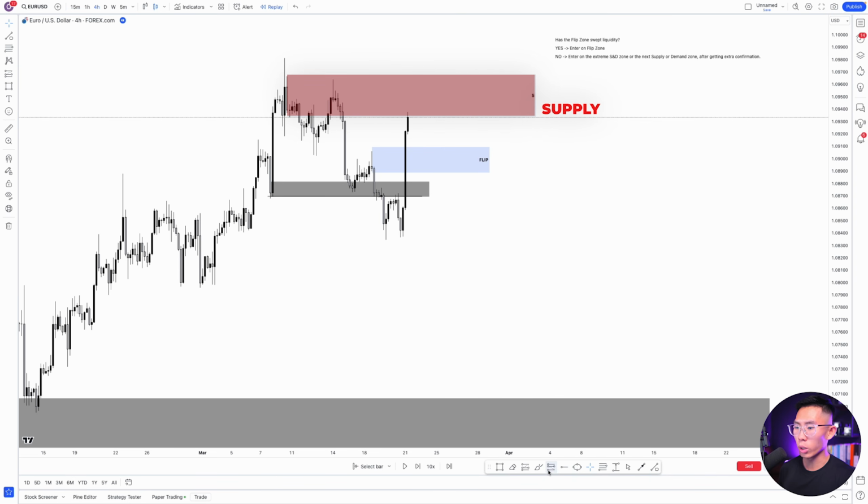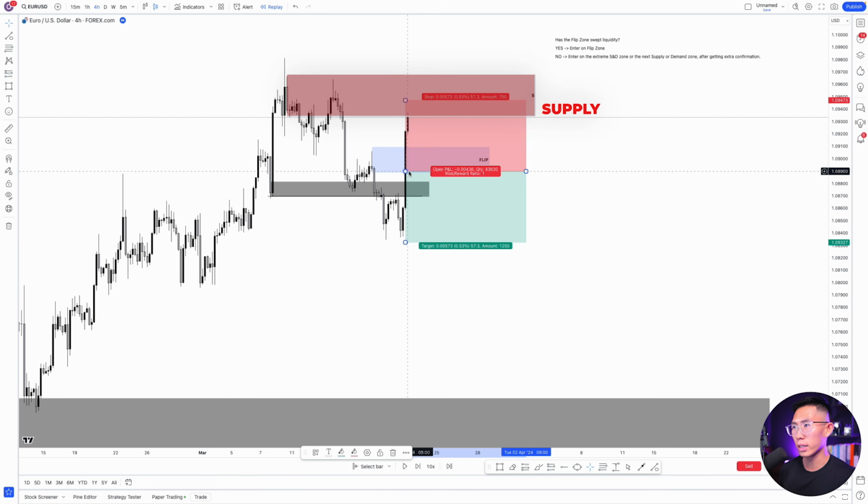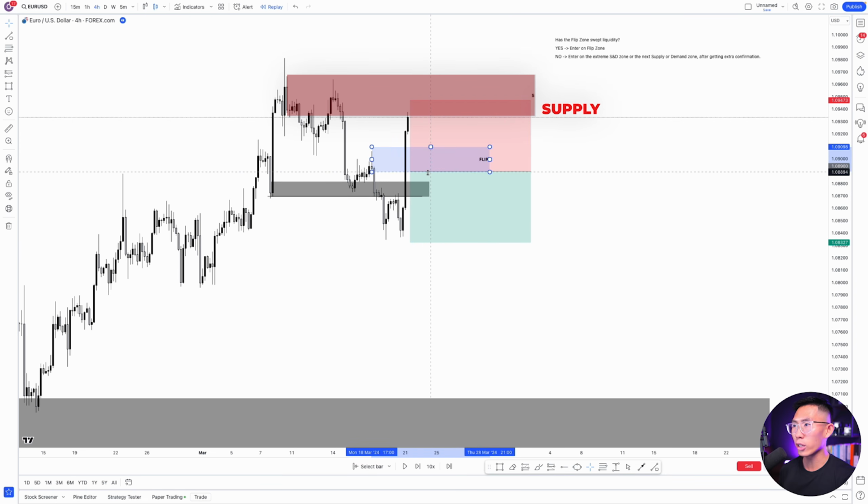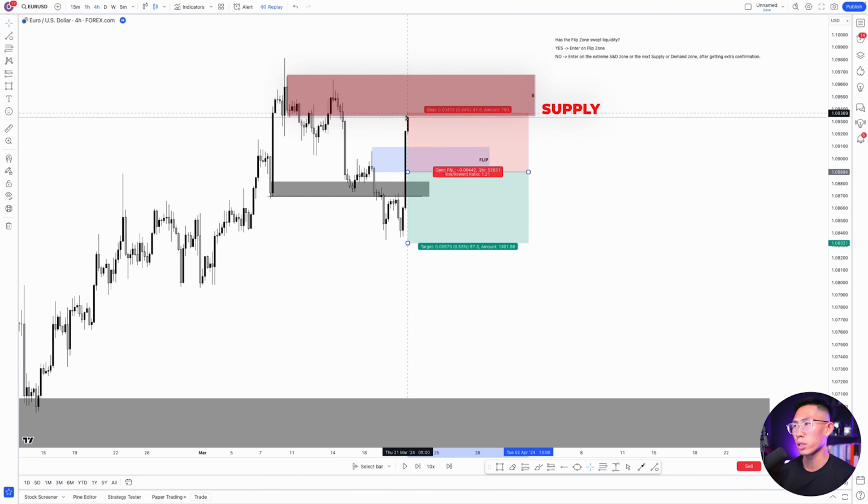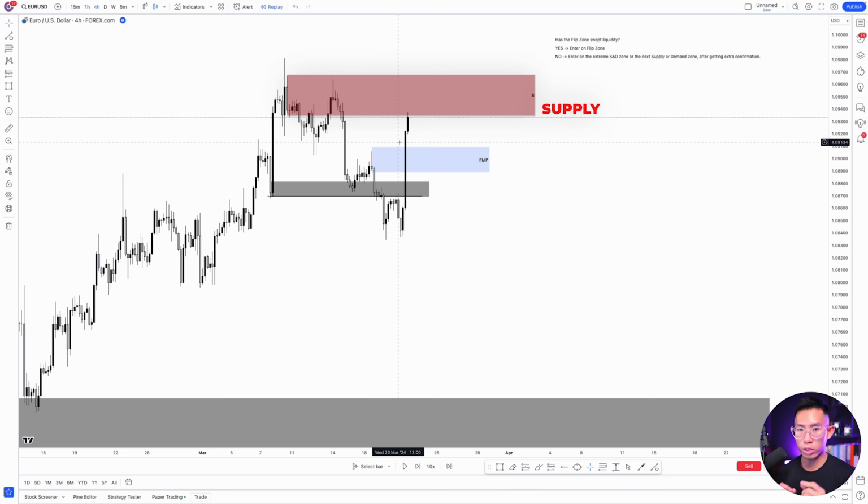So let's say you actually wanted to enter for a sell position at this flip zone, right? And you did not get the entry because price just completely mitigated it. Or you actually enter into the trade, but you place your stop loss above this flip zone and now you got stopped out. In that case, suck it up. Move on to the next trade. Right, just get rid of this and look for your next opportunity.